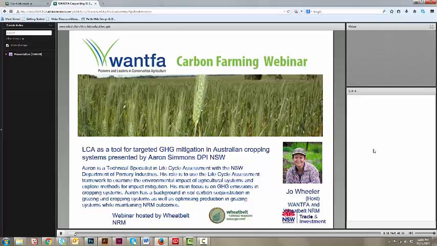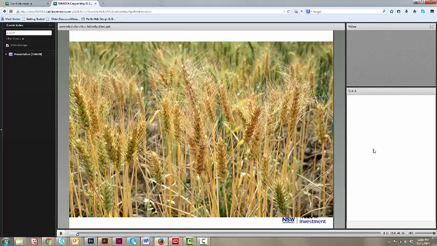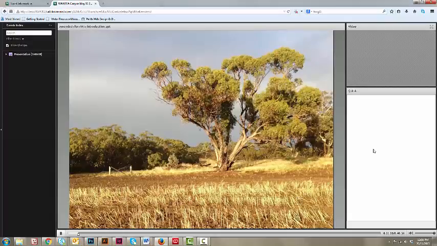Before Aaron starts though, I'd like to share a couple of photos with you just to test the system's working. So this first one is just some chaff carts taken last harvest. This second one is just of a crop taken late last year. And the last one is just a nice photo taken after finishing seeding this paddock.